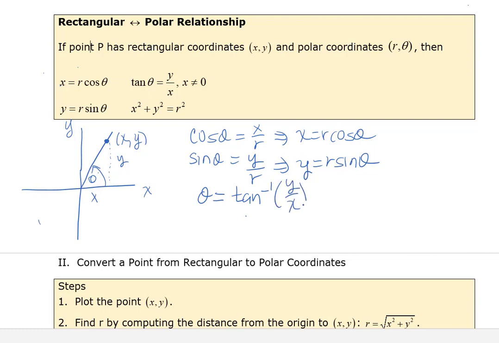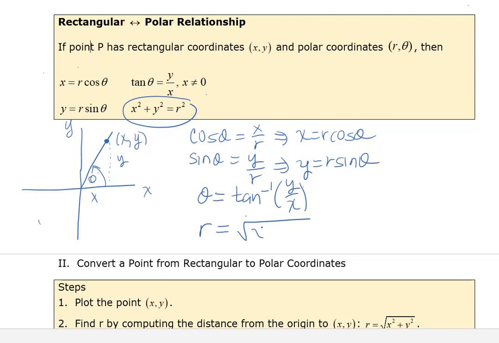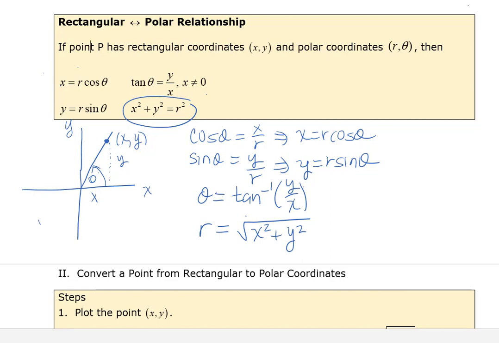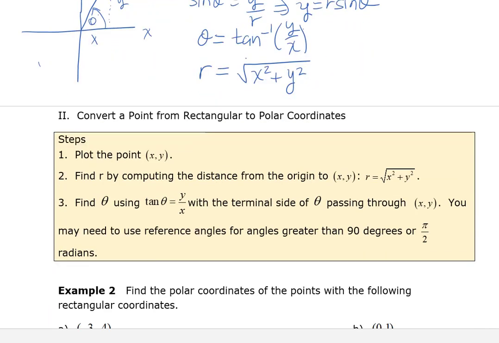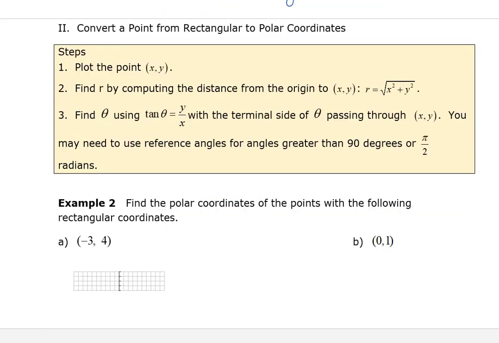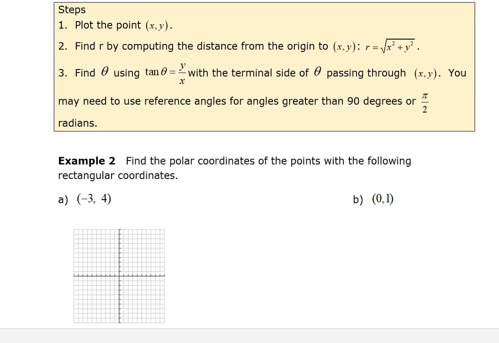So theta is going to equal the inverse tan of y over x. And always holding true, in a circle, we have this x squared plus y squared equals r squared. If we want to find r, which is, remember, the absolute value of r is the distance that our point is away from 0, just to find the distance itself, it's going to be the square root of x squared plus y squared. So let's come down and do an example. Okay, and I'll come back and review these steps with you.